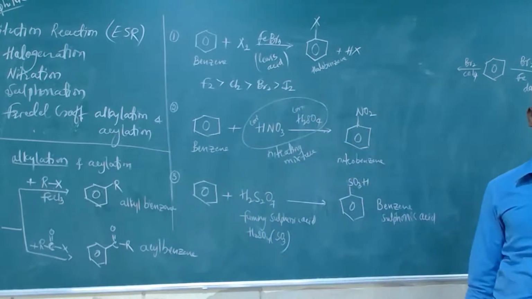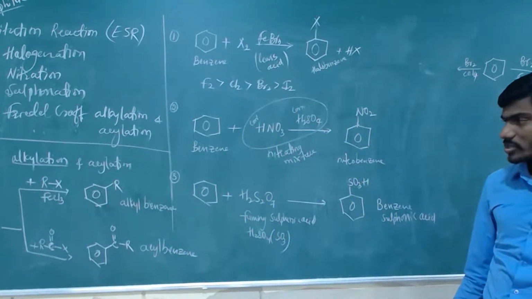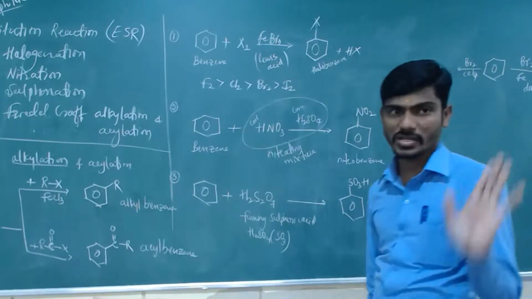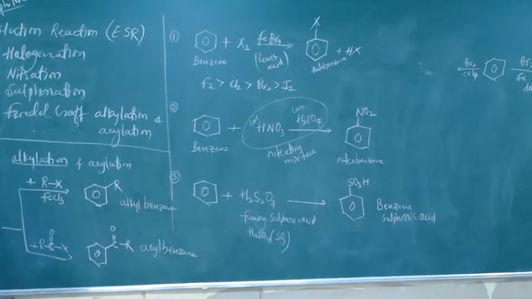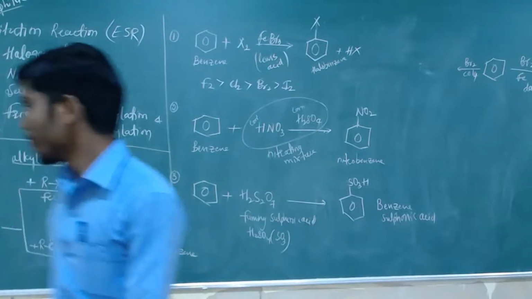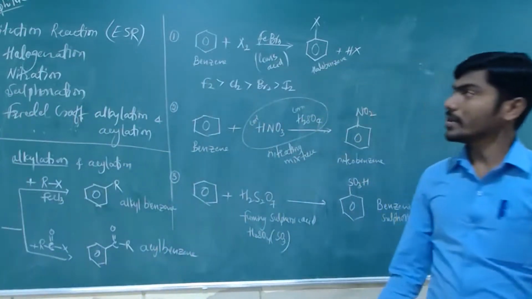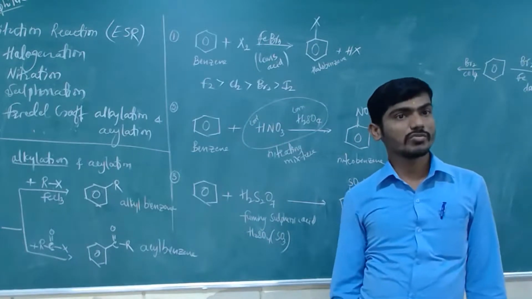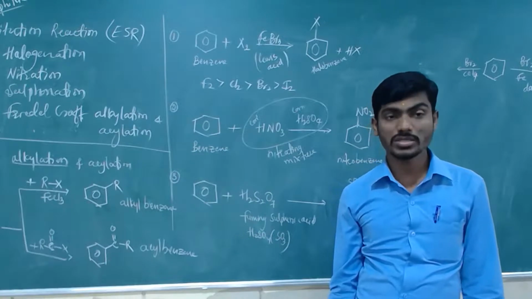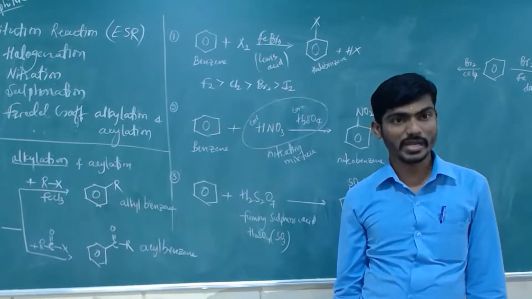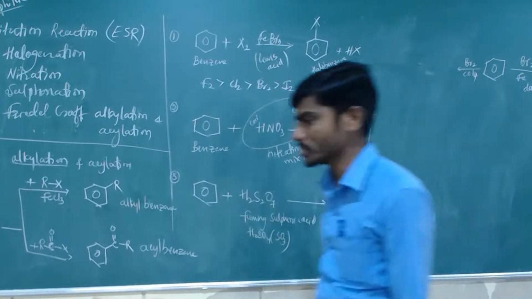These are the 5 reactions, and all of them take place through a common mechanism. I will explain the mechanism. Note down these 5 reactions. Done. Now let's check the mechanism of electrophilic substitution reactions, which involves 3 steps. First, note the reactions.